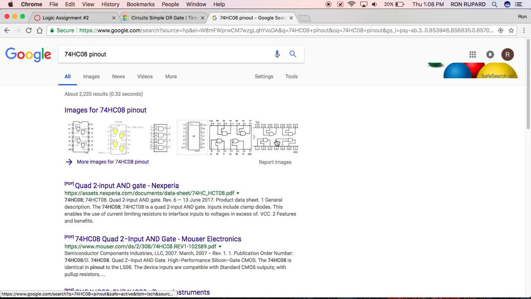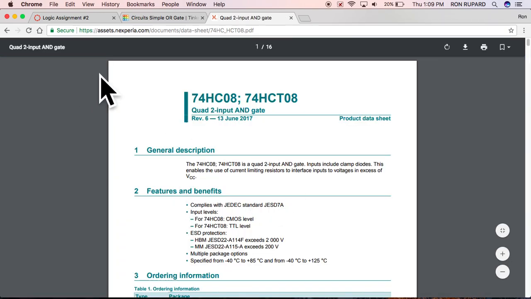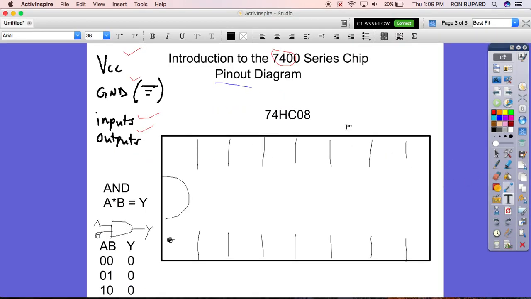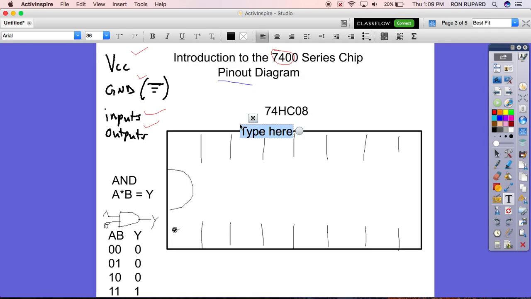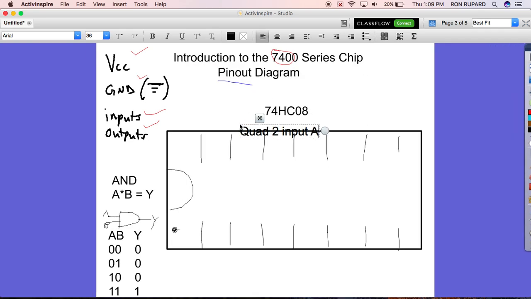I want one that tells me the name. So this one says quad 2 input AND gate. Let's go ahead and click that. That name you need to write down. Quad 2 input AND gate. So I'm going to put that right below this. Quad 2 input AND gate. Because that's important. That's what this chip is.